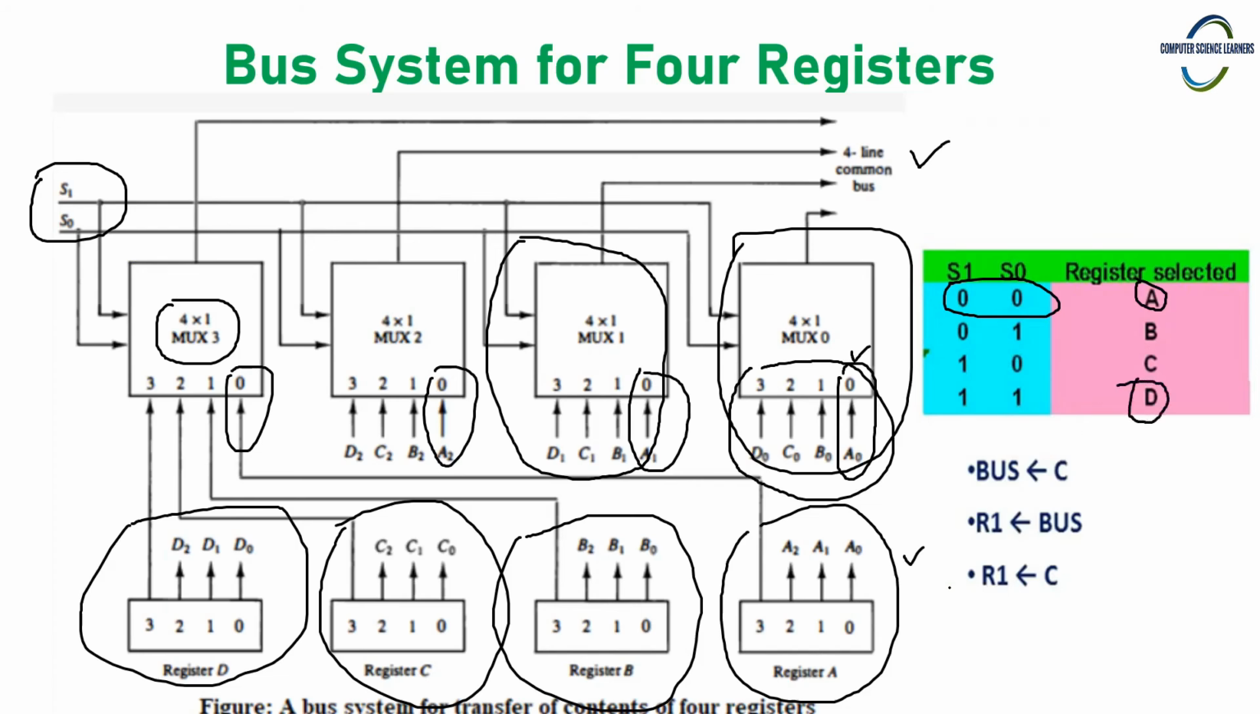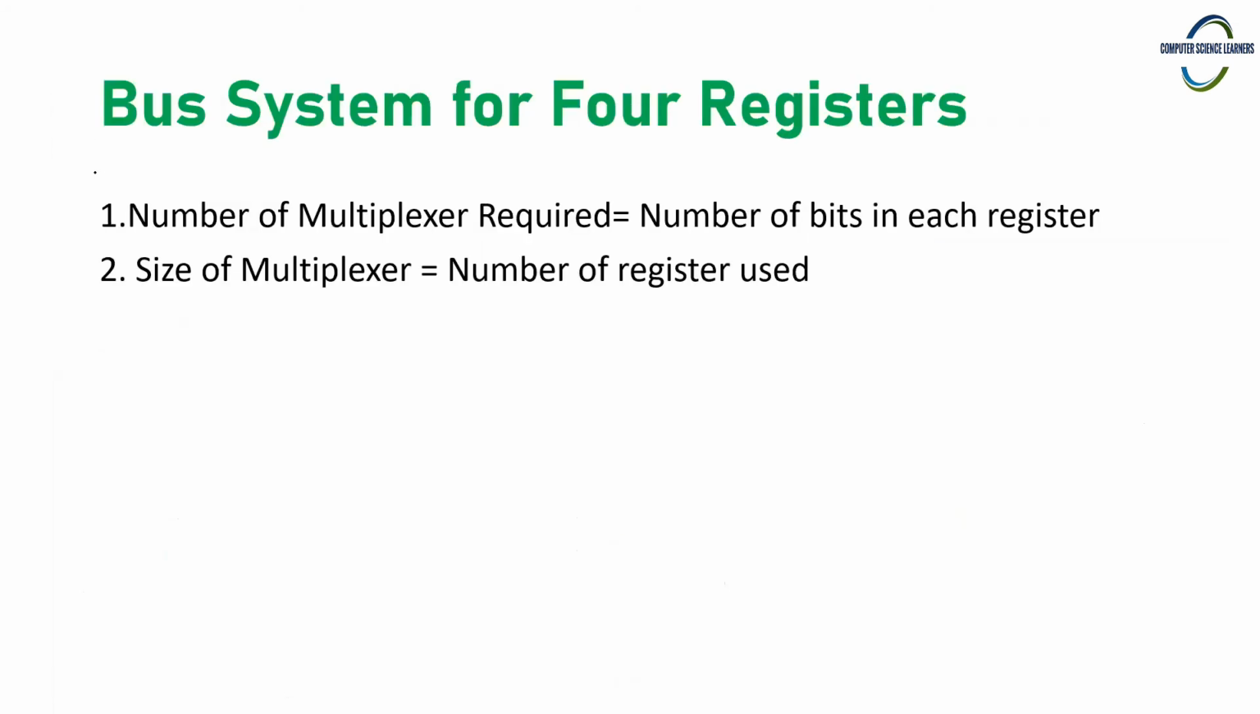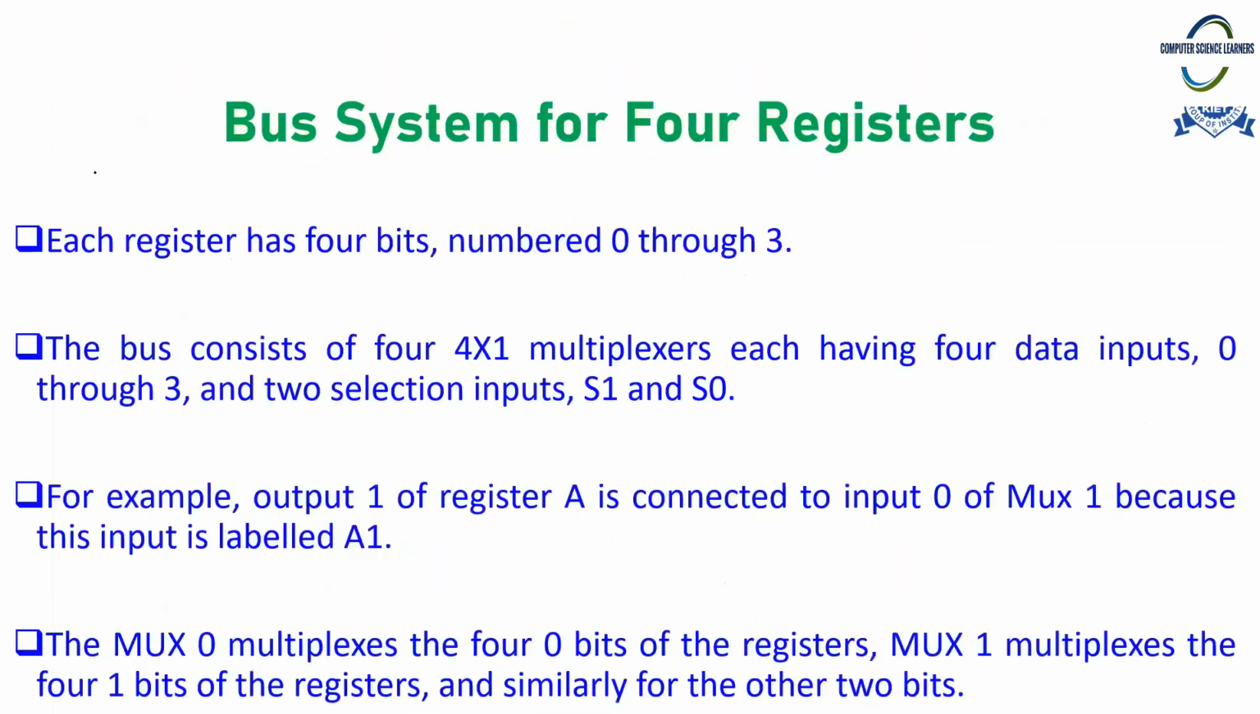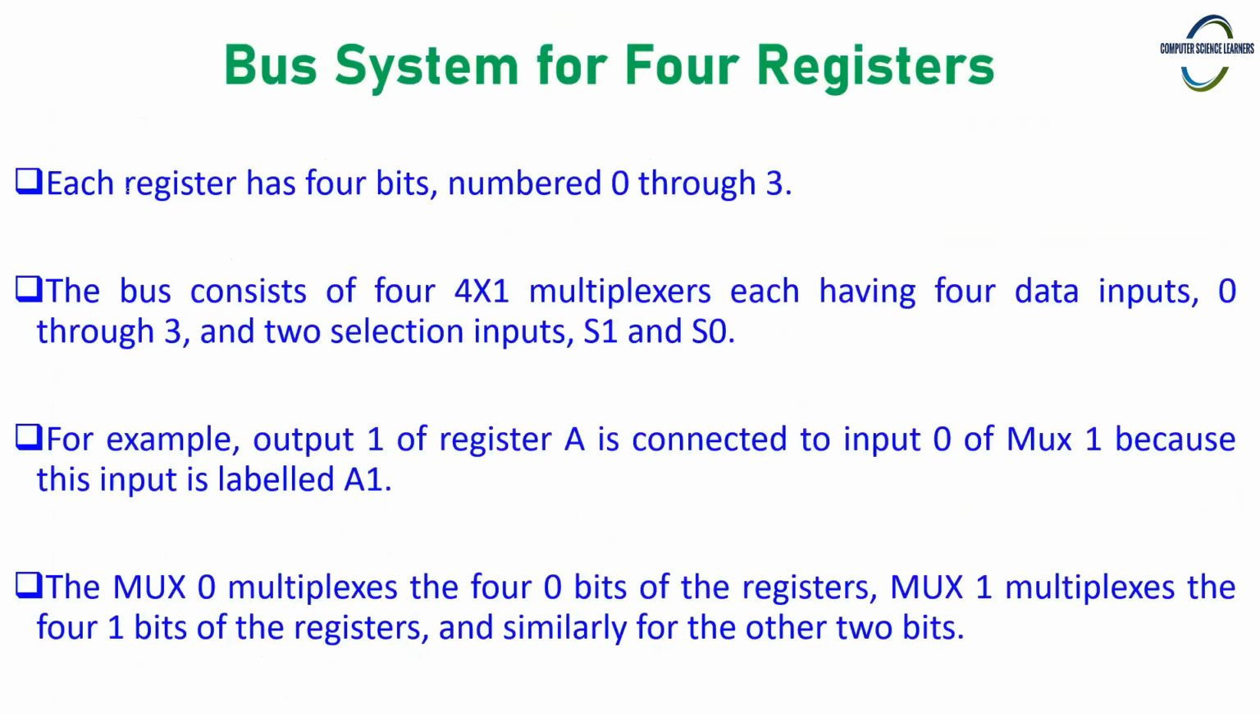So which register's data will be available on this common bus depends on the value of S1 and S0. This is what I have told you. The number of multiplexers required will be equal to the number of bits in each register, and the size of the multiplexer is equal to the total number of registers in the system. This I have already told you. We have registers numbered from 0 to 3. Then there is a bus consisting of 4 cross 1 multiplexers. Why 4 cross 1? Because we have a total of 4 registers.